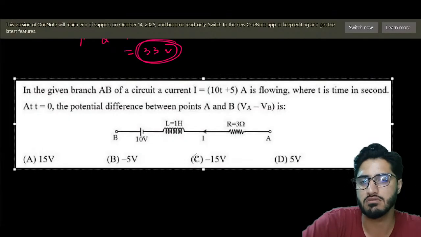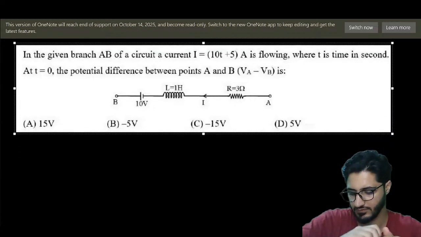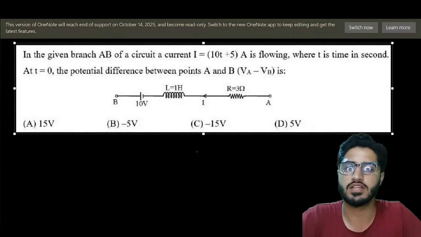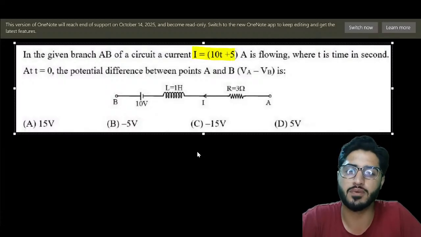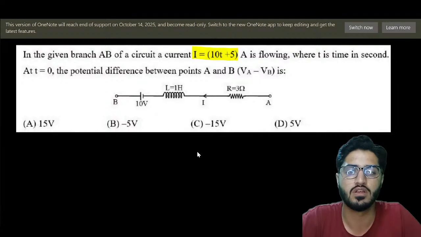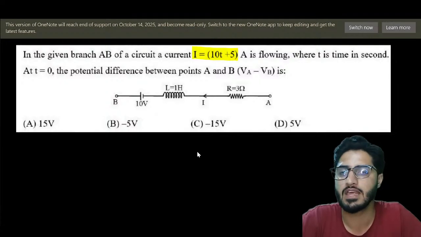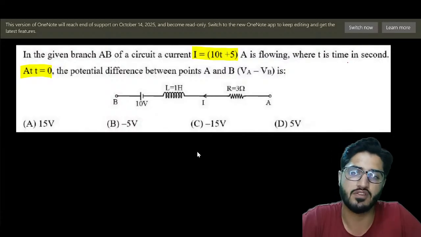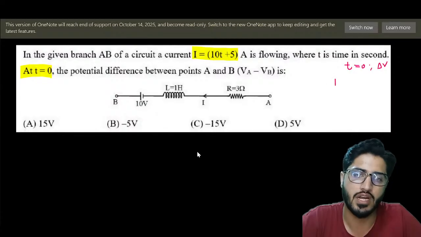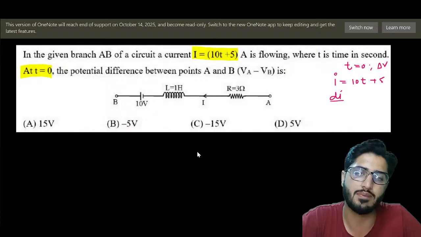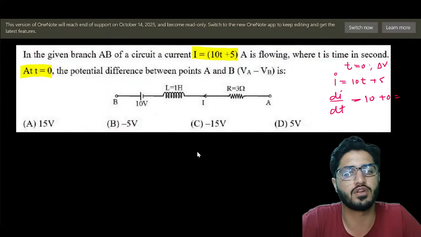Okay, let us do this one numerical. In the same way, now we have a different one. Here my current is a function of time, 10t plus 5. At t equals 0, I need to find the potential difference delta V. So current is 10t plus 5. What is di by dt? Di by dt is only 10 plus 0, which is 10 only.